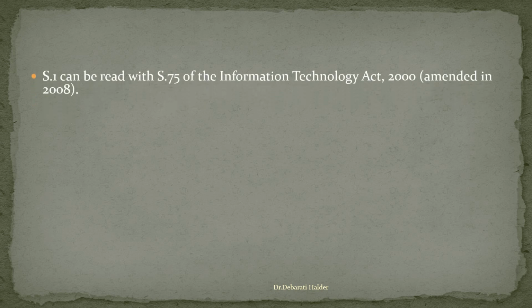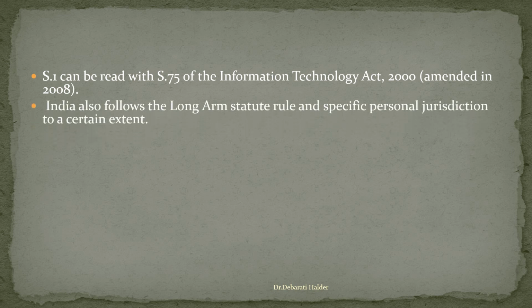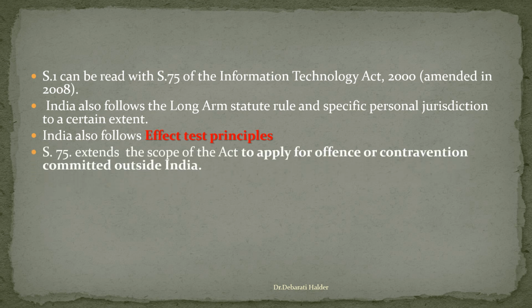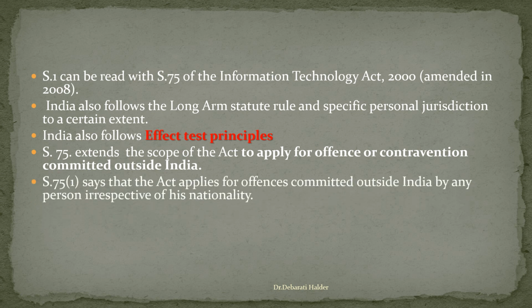Section 1 can be read with Section 75 of the Information Technology Act. India also follows the long arm statute rule and specific personal jurisdiction to a certain extent. India also follows effect test principles. Section 75 extends the scope of the Act to apply for offence or contravention committed outside India. Section 75(1) says that the Act applies for offences committed outside India by any person irrespective of his nationality.